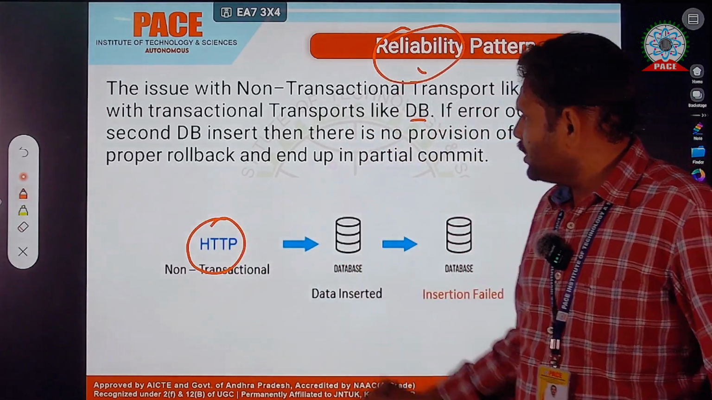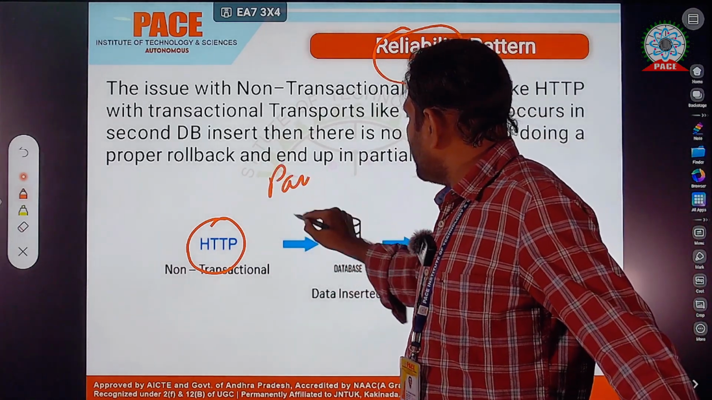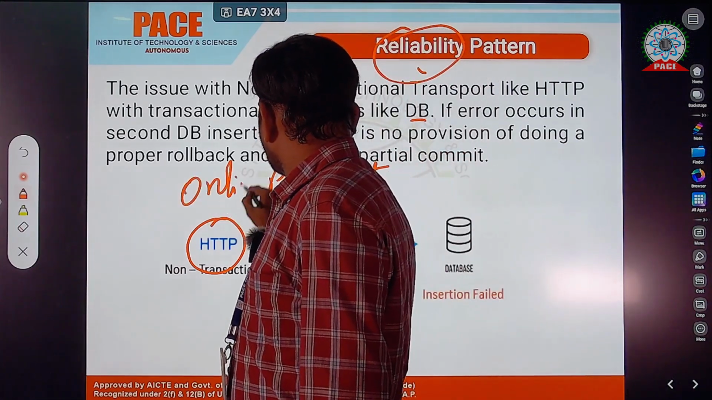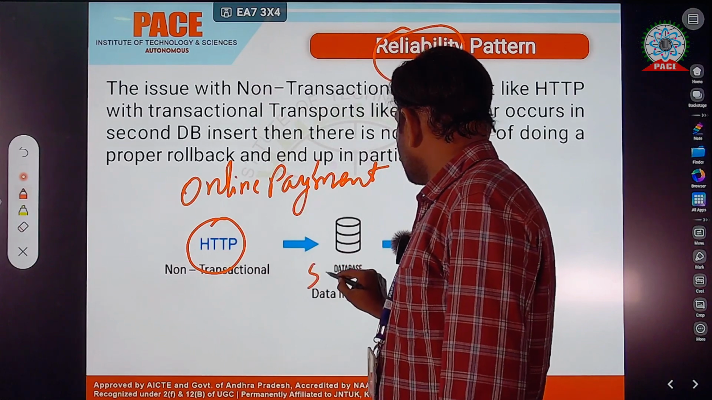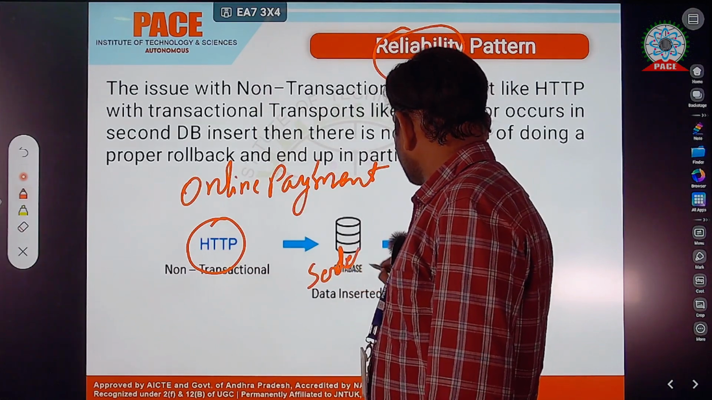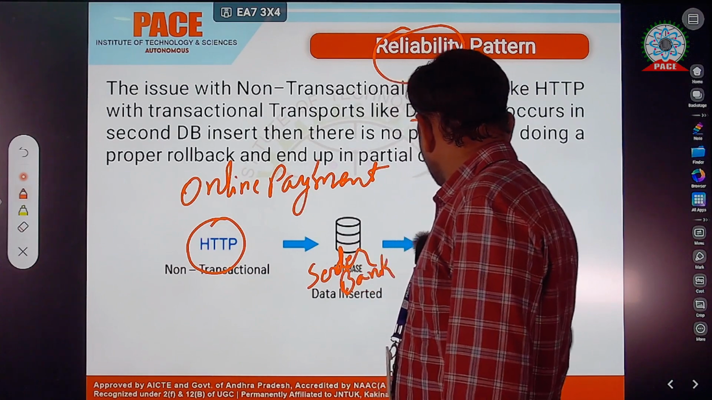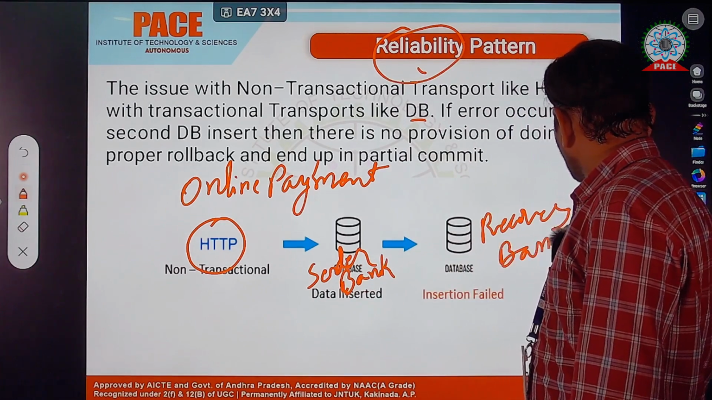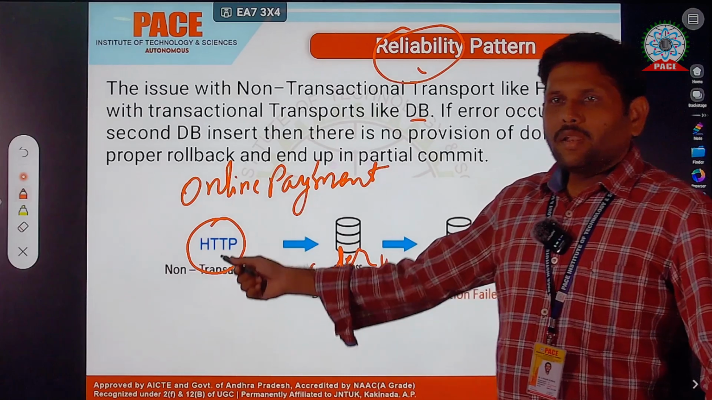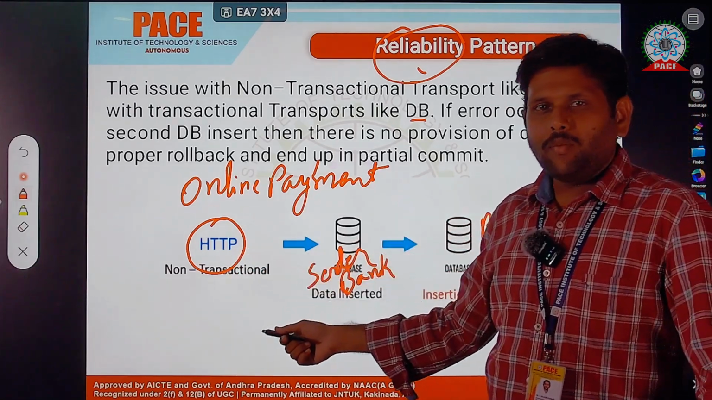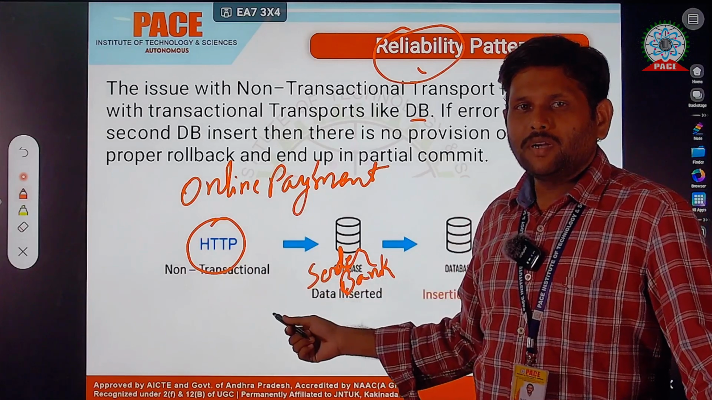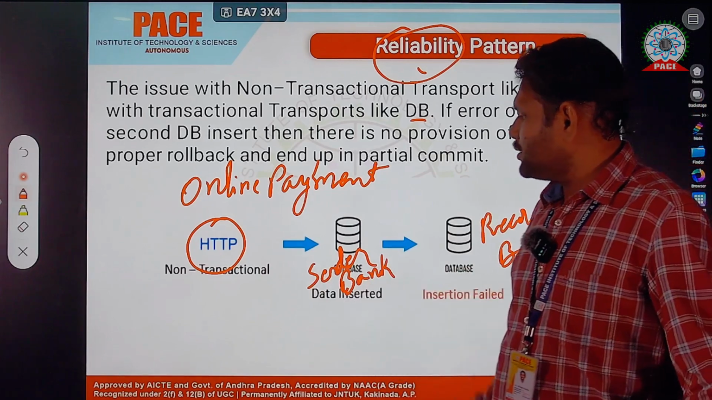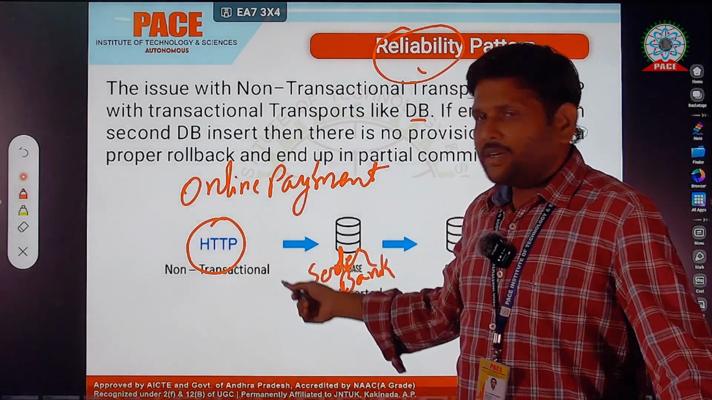Let's take a small example. It's like an online payment. Here we have the sender server, the sender bank, and the receiver's bank. A user uses online banking or any platform to transfer an amount from one person to another person. Then what will happen? In this case, the client initiates the transaction.